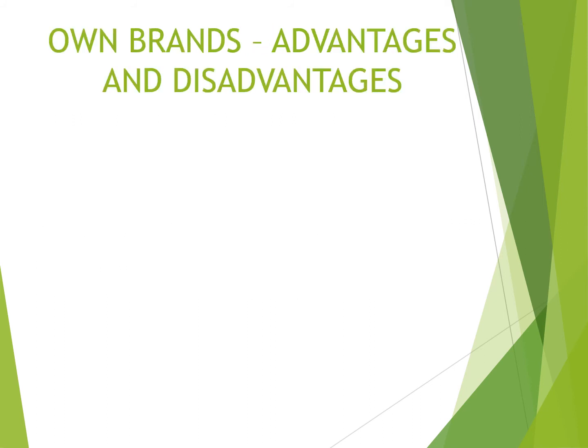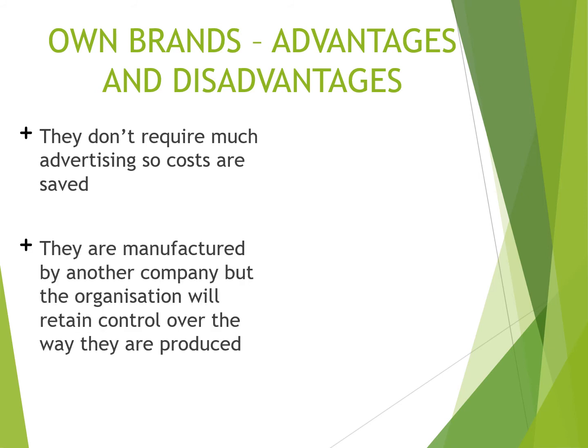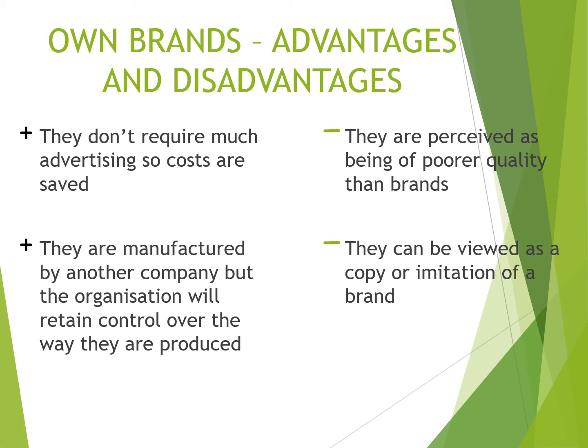But these own brand products do tend to be made by branded companies. So some advantages and disadvantages then. They don't require much advertising. You don't tend to find that Aldi or Morrison's or Safeway, Tesco actually advertise individual products. You'll see them advertised as a whole company. So advertising doesn't cost much. They're manufactured by another company, as I've already mentioned, but the organisation does retain control over how they're produced, as I mentioned to you, with the raw materials, etc., and how they would like the packaging to look and things like that.